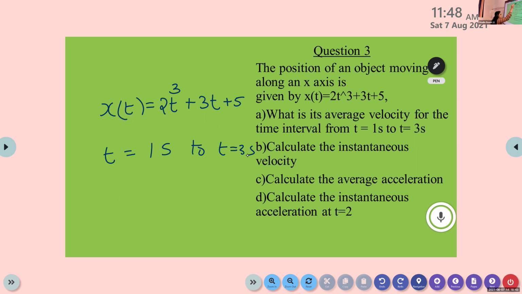This is a long answer question of 5 marks from this chapter, motion in a straight line. The position of an object moving along an x-axis is given by x of t is equal to 2t cube plus 3t plus 5. What is the average velocity? Calculate the instantaneous velocity, calculate the average acceleration, and calculate the instantaneous acceleration.